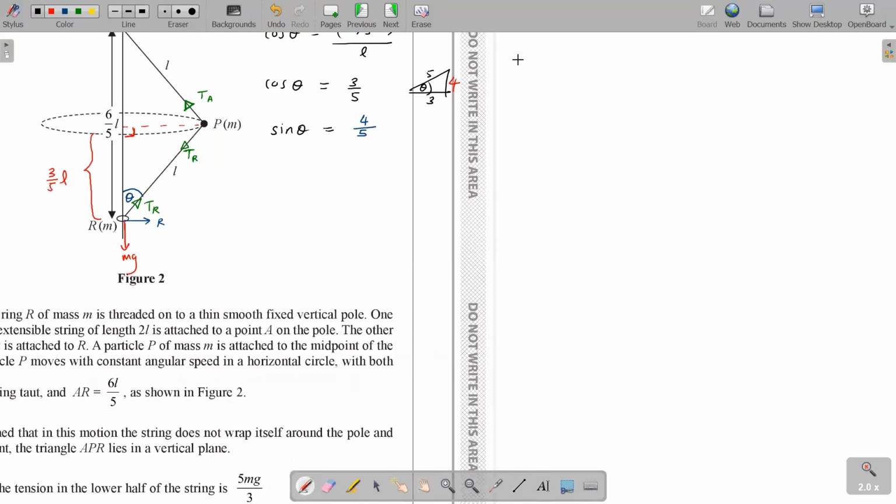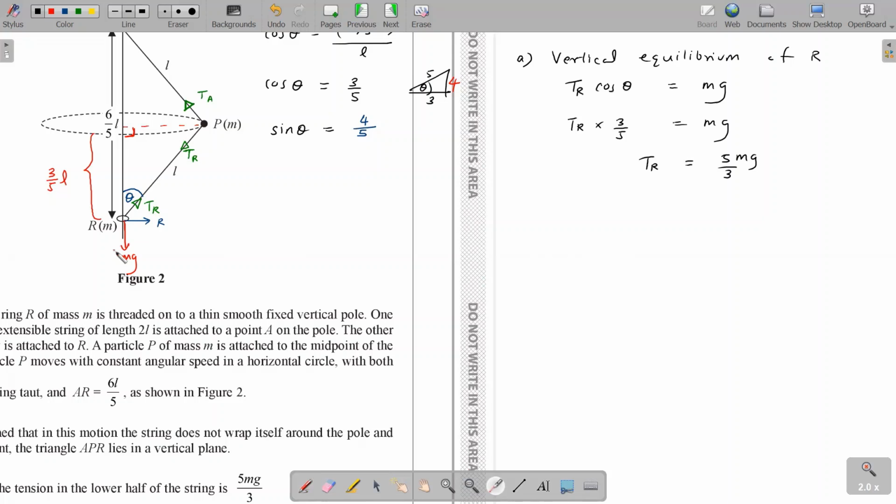So considering vertical equilibrium of the ring, because you can see using it on the particle P will not help you, because of particle P there are two tensions, so we can't work with it. So vertical equilibrium of ring, what do we get here? Tension R cos theta, right? Tension R cos theta is equal to mg. Are you with me? So tension R cos theta, with cos theta 3 over 5, equals mg. So tension in the lower part of the string is 5 mg over 3. Do you agree?